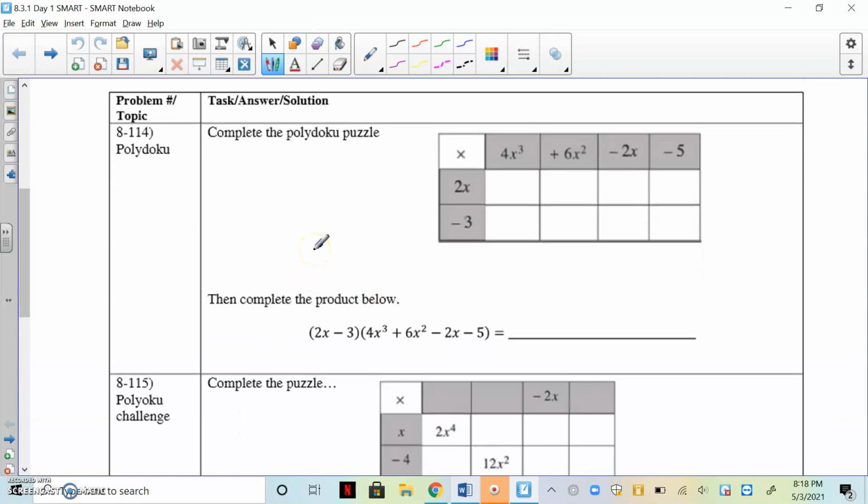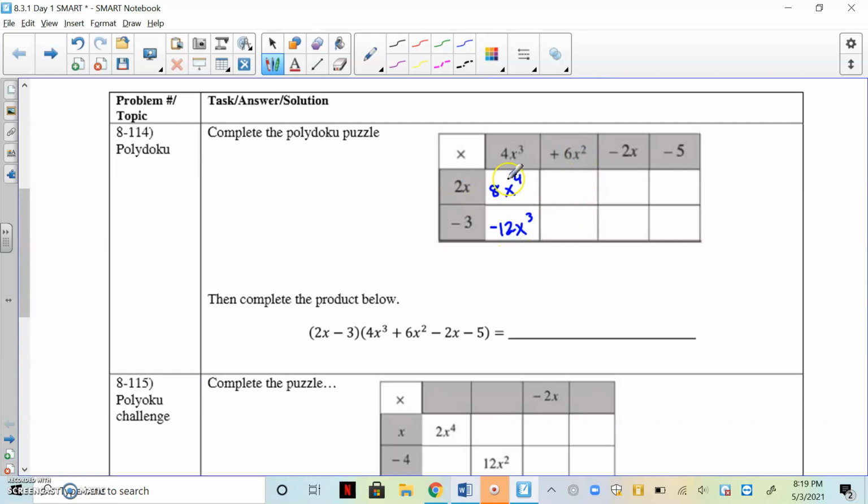So just to go over multiplication first, make sure we're still fresh on it. If we were to multiply these two polynomials, 2x minus 3 times this stuff up here, we would start multiplying to fill out the boxes. So 2x times 4x cubed is 8x to the 4th. 4x cubed times negative 3 is negative 12x cubed.